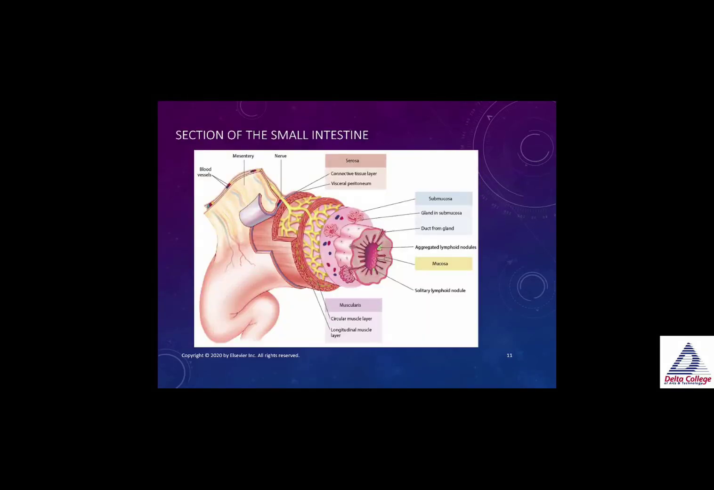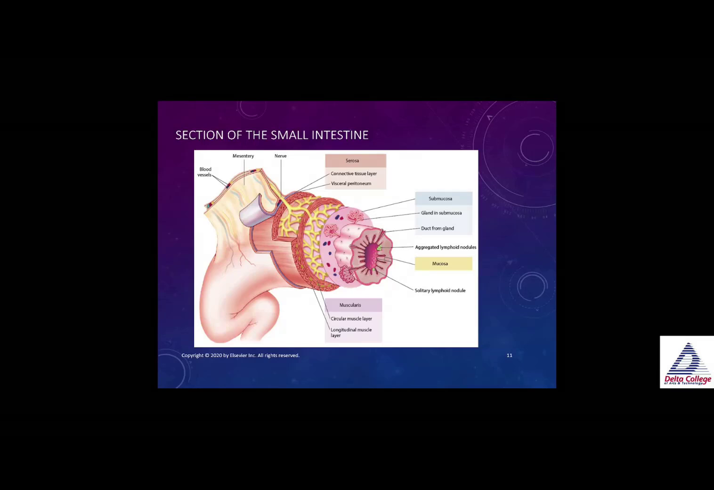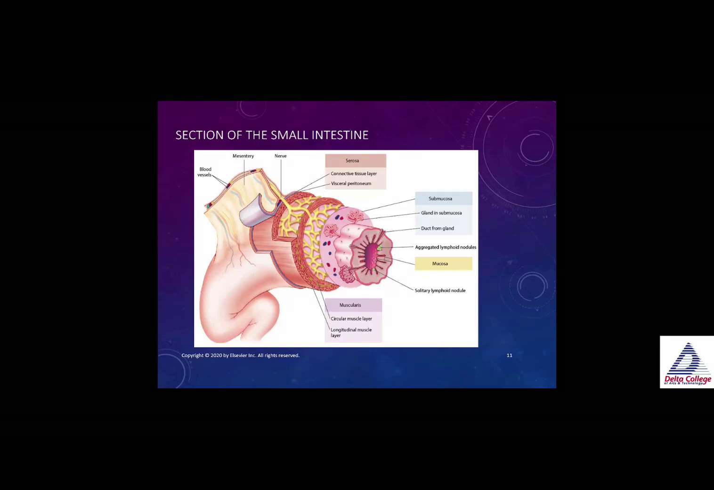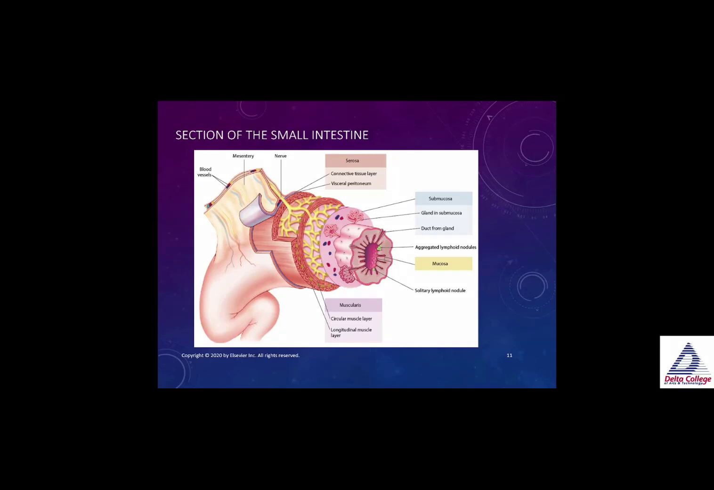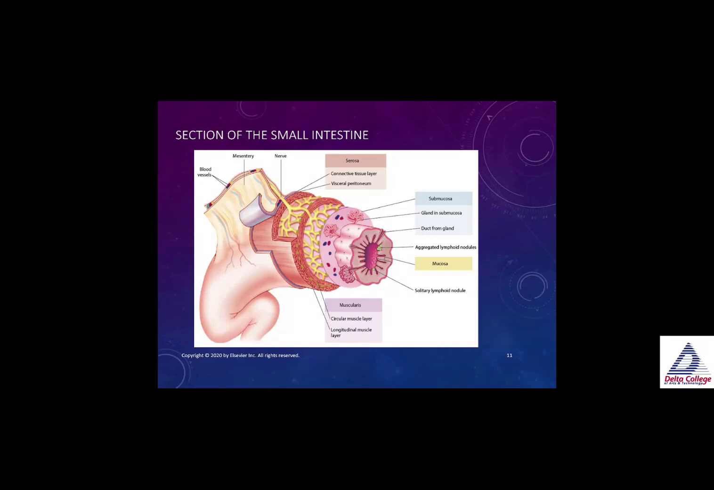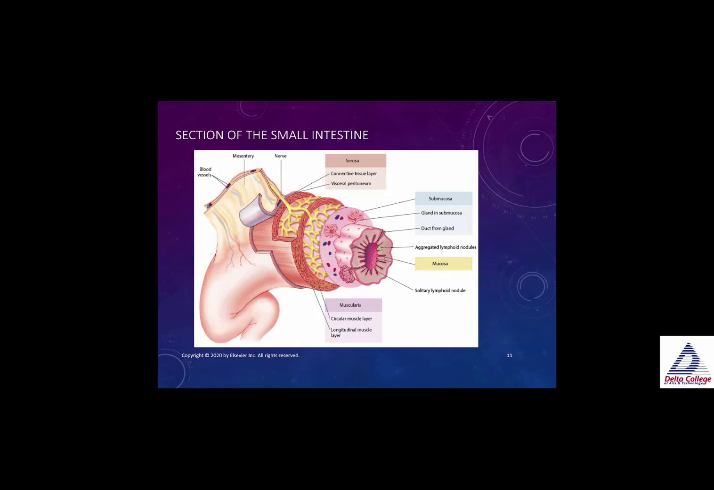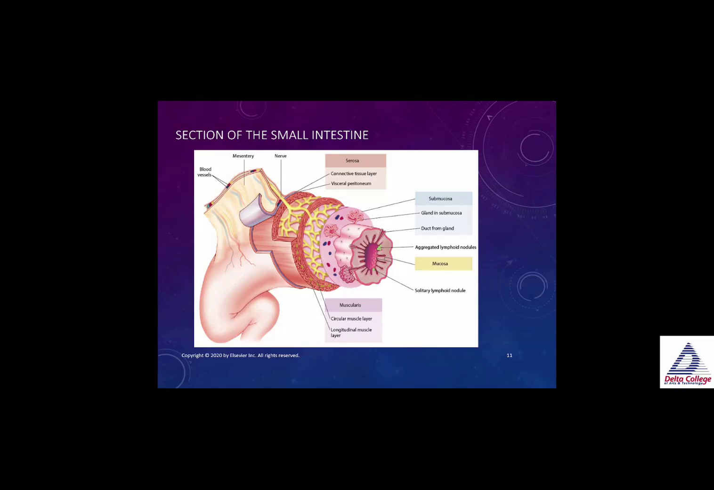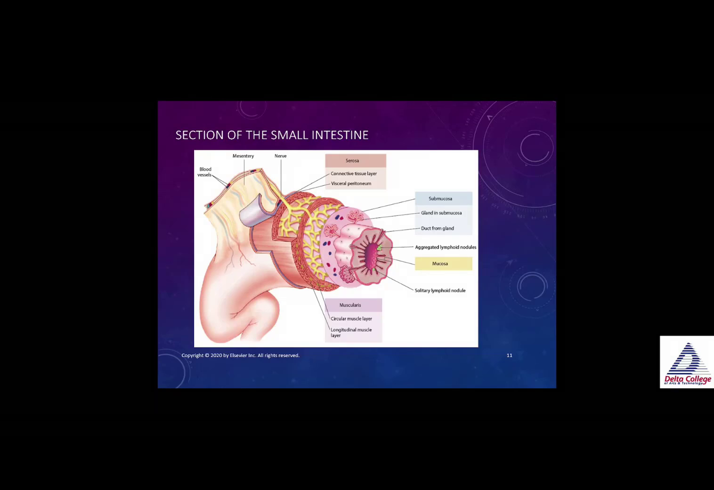So this shows, in order, again, let me say this again. In order from inside out is the mucosa or mucous membrane, submucosa, muscularis, and serosa. And this is a good image that shows where things are in relation to others.